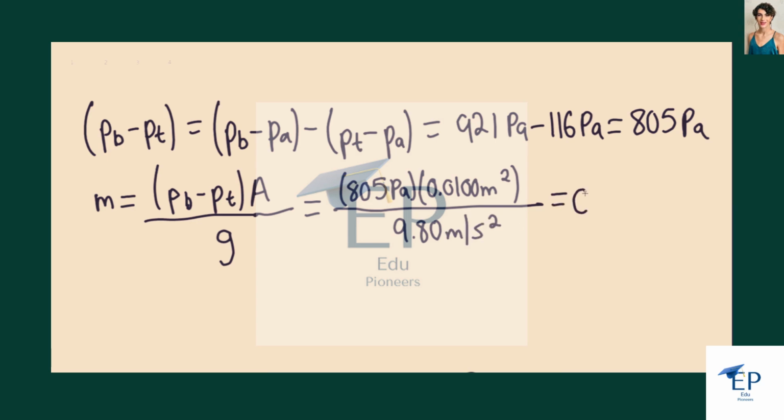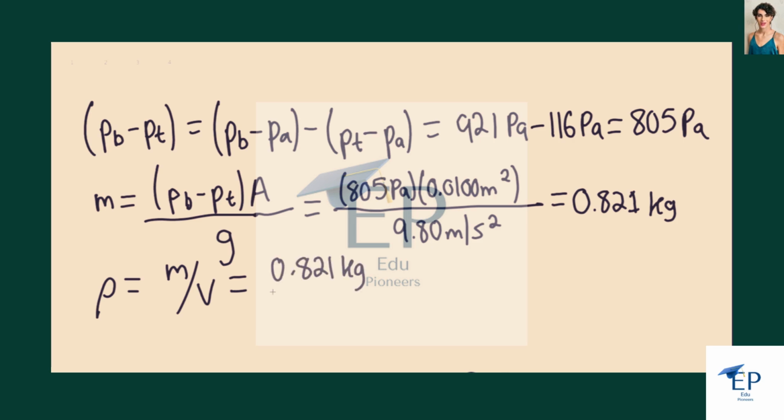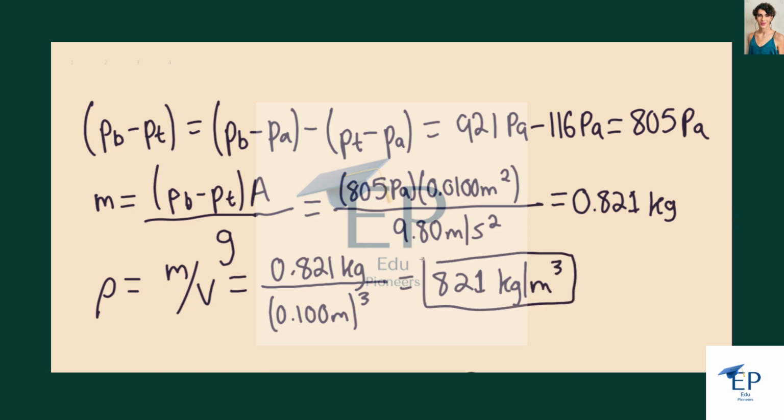This equals 0.821 kilograms. And we then say that the density would equal the mass divided by the volume. This equals 0.821 kilograms, divided by 0.100 meters, quantity cubed, which equals 821 kilograms per cubic meter. This would be our density. That would be our final answer for part C. That is the end of the solution. Thank you for watching.